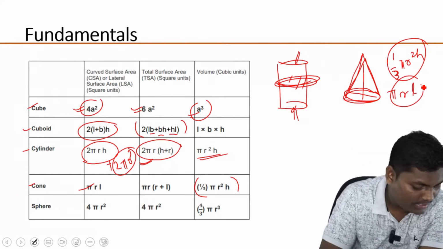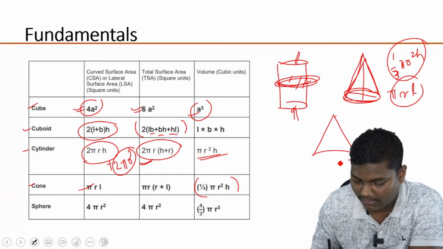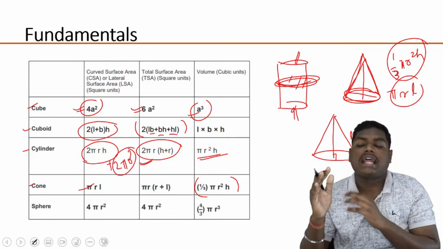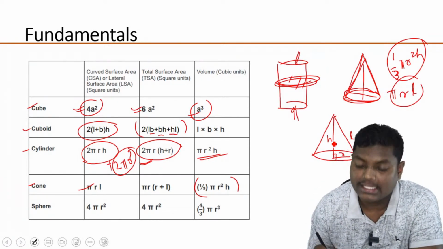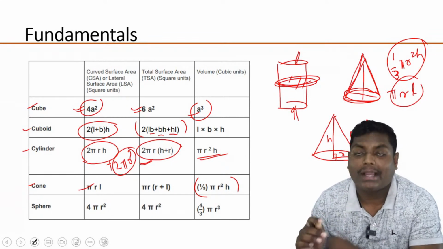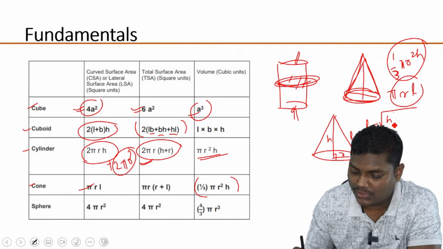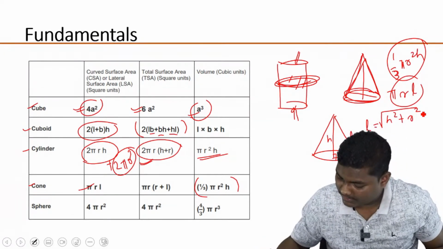I'll just redraw it properly. This is the cone, and this is l. l is the slant height. Now if r is the radius and h is the height of the cone, then using the Pythagoras theorem, we can write l is basically root over of h square plus r square.